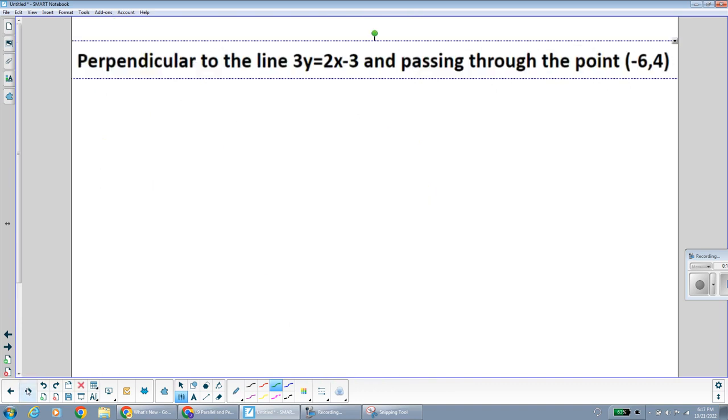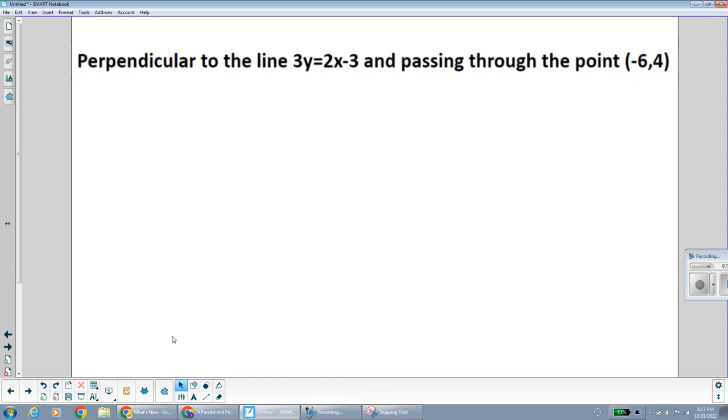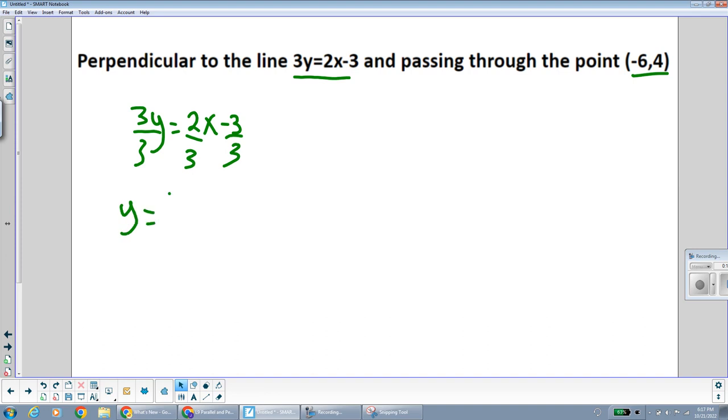We're going to do the same thing to write the equation of the line perpendicular to the given line, passing through the point negative 6, 4. So first, identify the slope. I can't see what the slope is because this equation is not written in y equals mx plus b form. I'm just going to go ahead and divide everything by 3 to put it in y equals mx plus b form. Now that it's in y equals mx plus b form, I can see that the slope is 2/3.